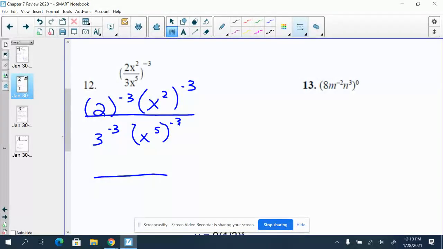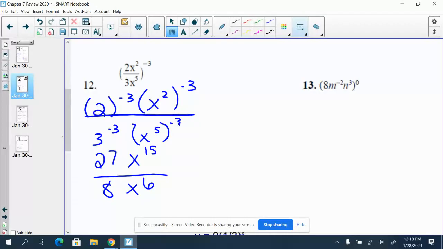So the 2 to the negative third is going to go to the bottom, which is 8. 3 to the negative third is 27. Since it's negative, you flip it. 2 times negative 3 is negative 6, so the 6 is going to go on the bottom. 5 times negative 3 is negative 15, so you're going to bring that up. Does that make sense? Okay, 27 and 8, you can't divide that by anything, so you just leave it.